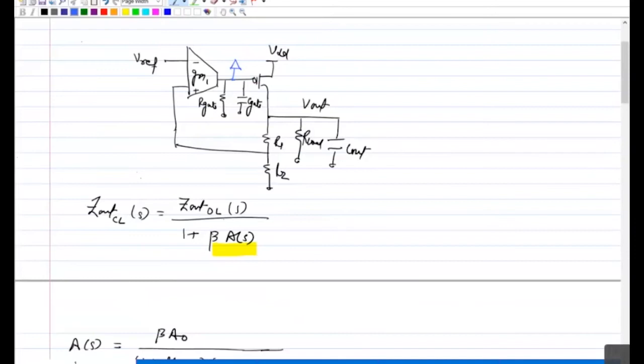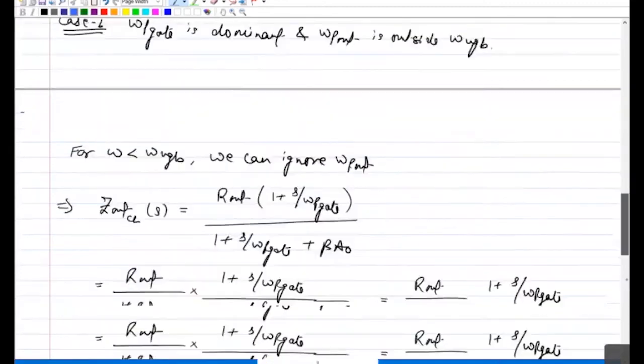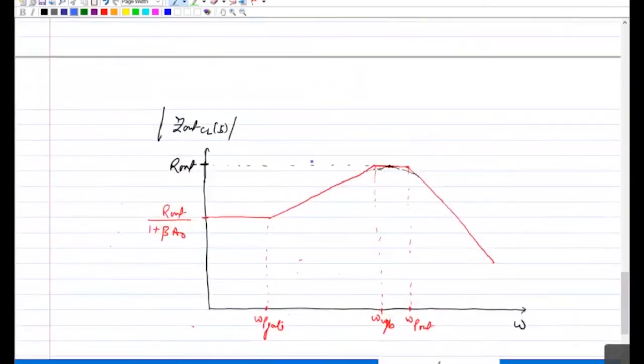So your feedback has no role after your UGB, which means you can assume that this feedback is completely broken because there is no gain as such in the feedback. So now if you connect this gate to ground, which means your feedback is not responding, your output impedance will be nothing but R out over 1 plus S over omega p out, and that's what is happening here at high frequency.